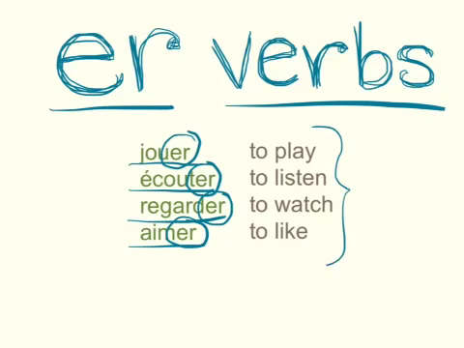What we call these verbs are infinitives. An infinitive is a verb that is not attached to a subject pronoun. So instead of saying he plays, she plays, we're just saying to play. It's the idea of the verb. It's the name of the verb. And when you look it up in the dictionary, this is the form of the verb that you'll find.